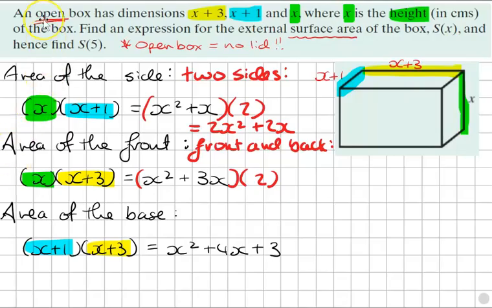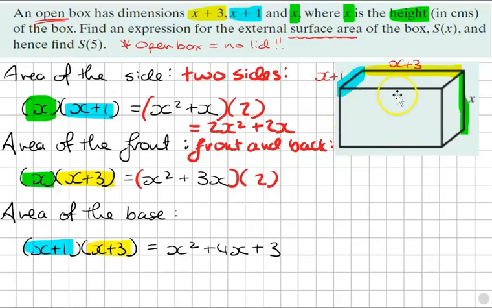So remember, this is an open box. So we've got 2 sides. We've got this side that we can see here, and then the other side that you can't see. So we're going to multiply x squared plus x by 2. So that's going to give us 2x squared plus 2x. So that's going to give us the 2 sides.